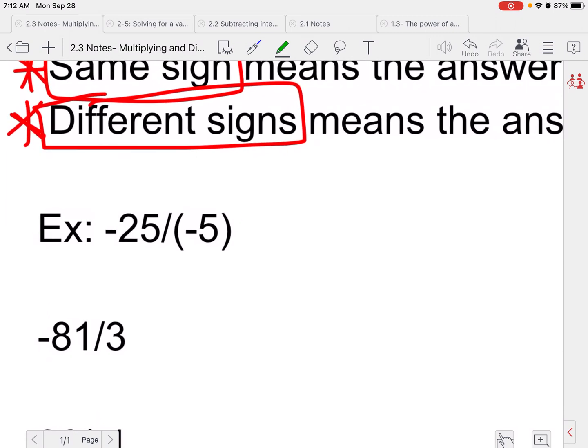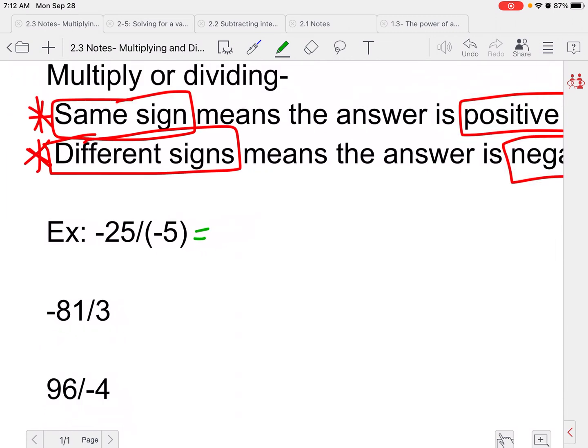So if I want to do negative 25 divided by negative 5, these are the same sign. So I know my answer is going to be positive. And then I just go back to what's 25 divided by 5. I know that that's 5. And we're done. Okay. And if we do 81 divided by 3, that would be 27. I'm just checking my math. And then I have a negative divided by a positive. They're different signs, so that means my answer is going to be negative. So it would be negative 27. So we're using the same math facts we have always used. We just have to decide if the answer is positive or negative.